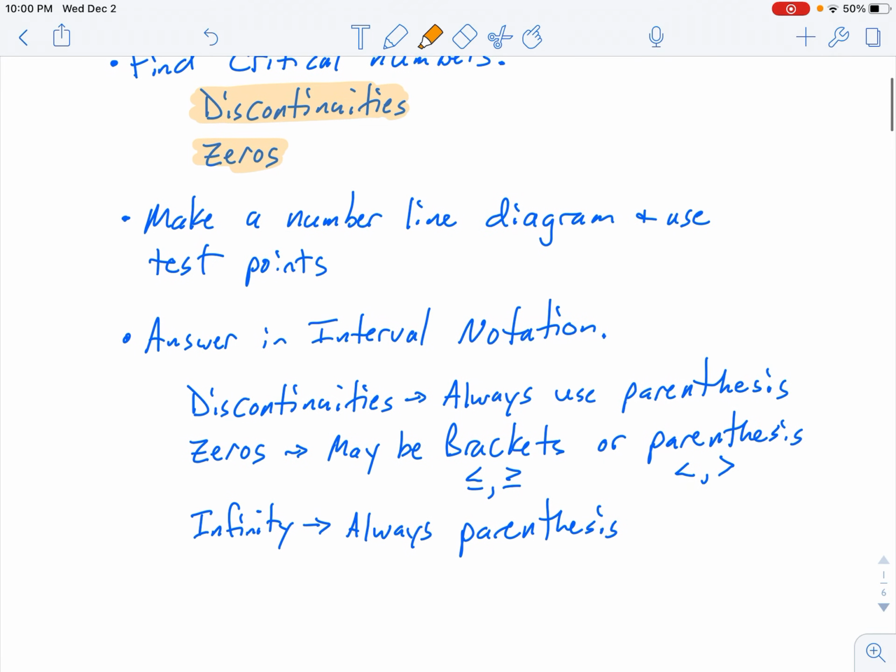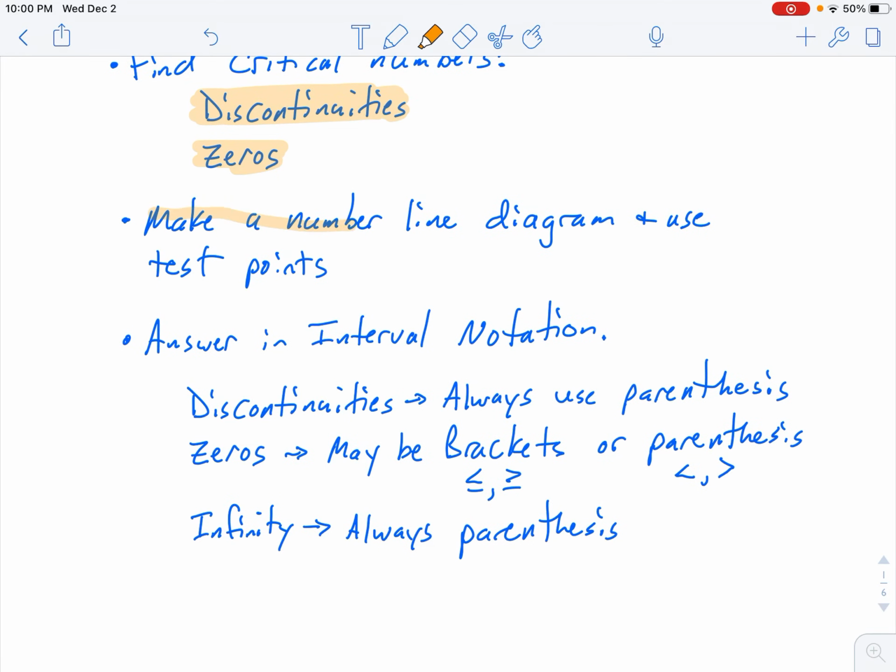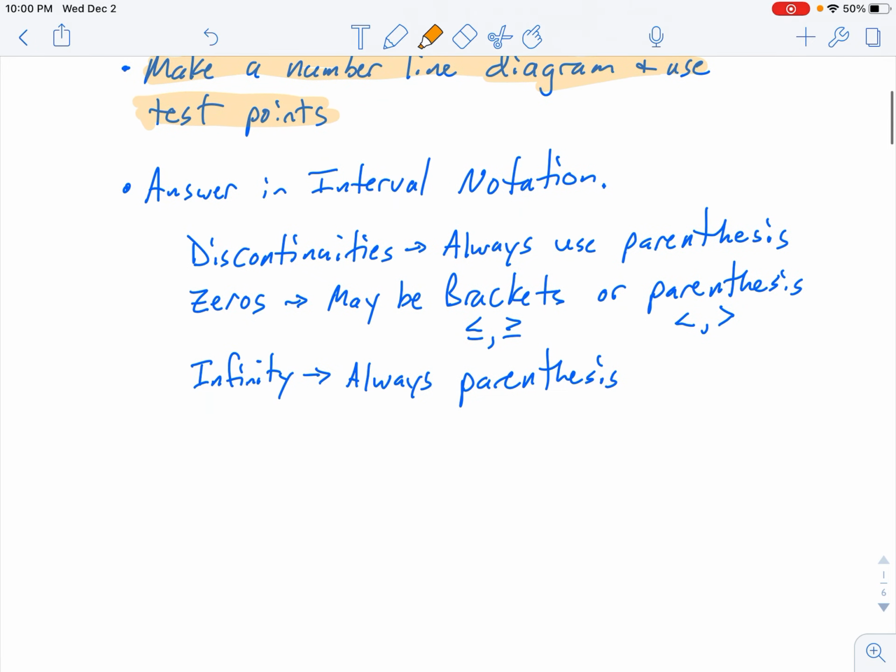Then, once we have these, we're going to make a number line diagram with those critical numbers, and then we're going to select test points, and from there I'm going to sort of show you what happens. I'm not going to try and write it up in notes. We're going to have to use examples there. Your answer will be in interval notation.